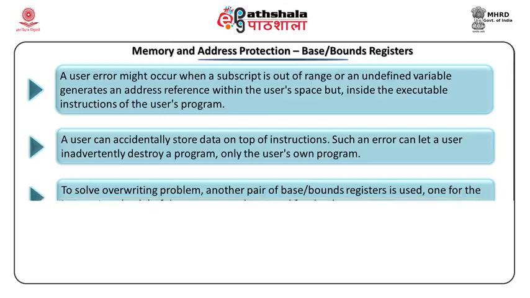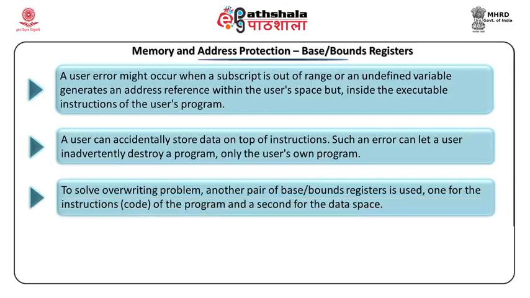This problem can be solved by another pair of base and bound registers, one for the code area and another for the data area. The problem was clear. The user has defined the data, but the data is referencing an address which belongs to the program, so the program will be overwritten by the data. If the program is corrupted, then the behavior of the program would be unpredictable. So, now the mechanism says we will have two areas, a code area and a data area.